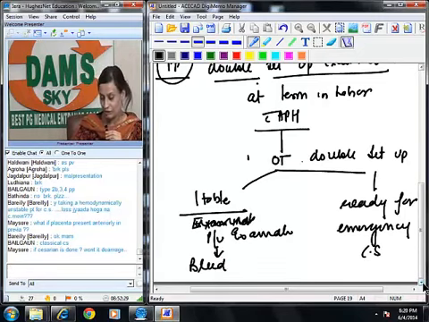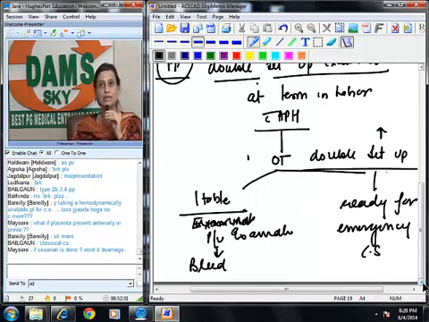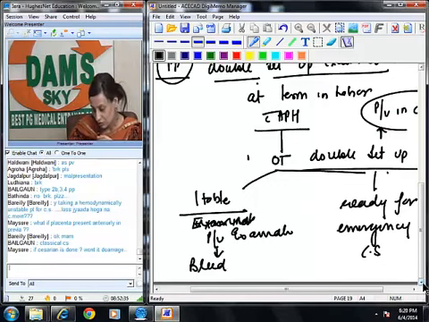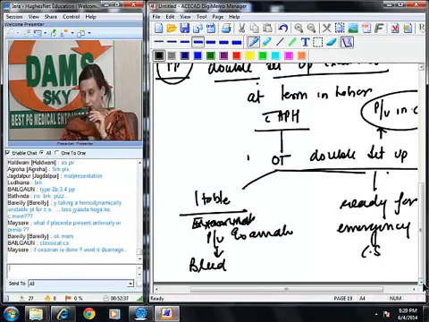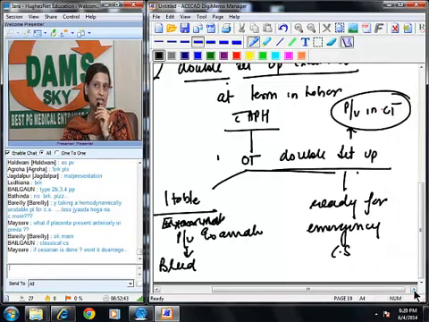So the other word for double setup examination is nothing but PV in OT. We are trying to be safe and we are doing a PV examination in the operating theatre so that in case it turns out to be a major degree of placenta previa, we can immediately take her up for a cesarean section, right?